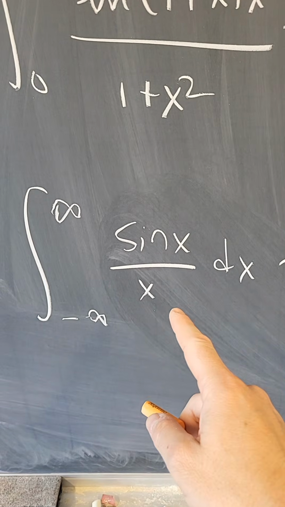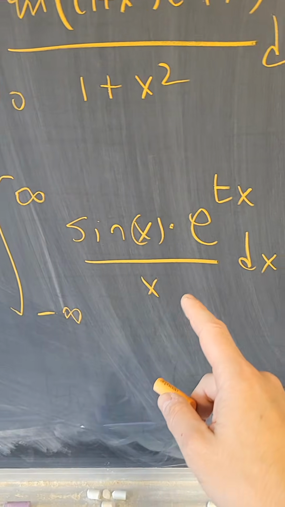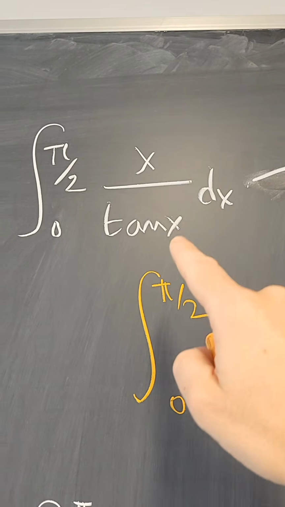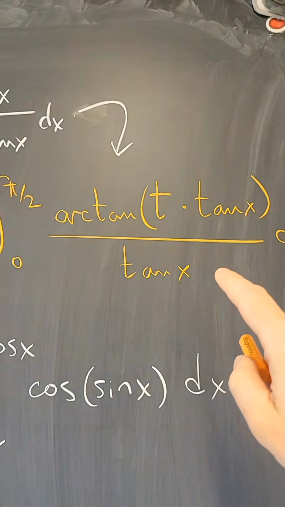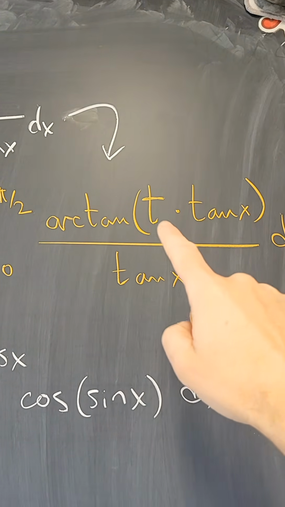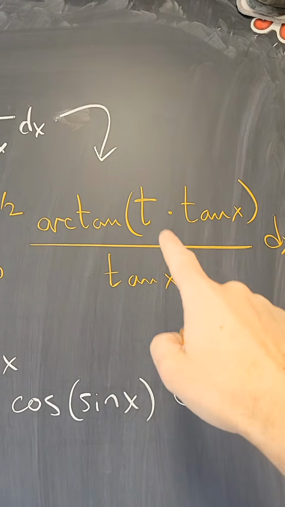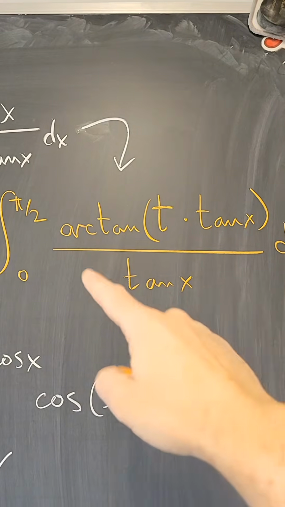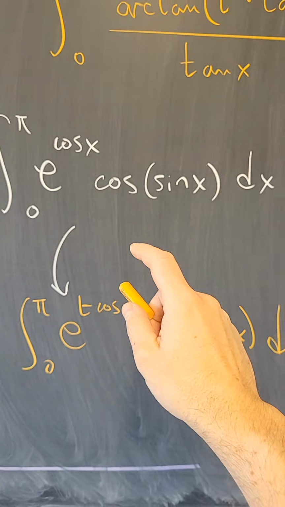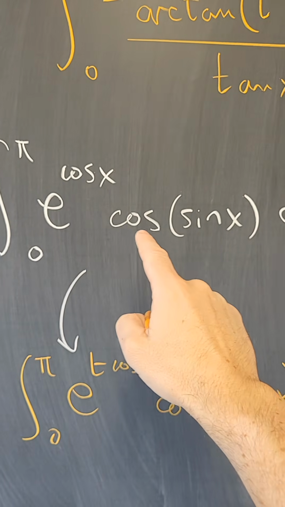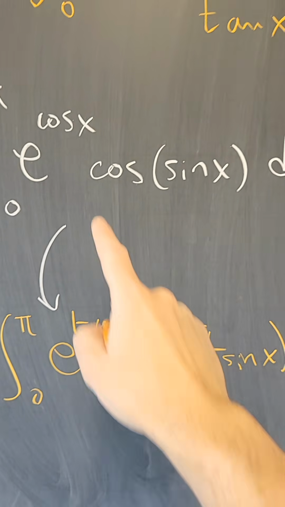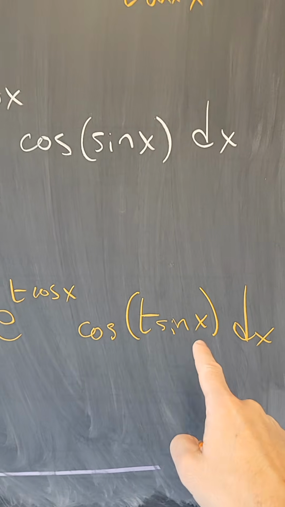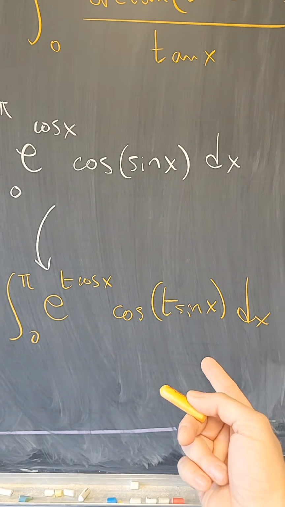For the integral of sine of x over x, the parameter is actually in an exponential factor. For the integral of x over tangent of x, one choice of the parameter that works actually involves arctangent of t times tangent of x. Notice that when t equals 1, the numerator is x, so I get the original integral for t equals 1. How about the integral of e to the cosine x, cosine of sine of x? You have to put the parameter in two places: e to the t times cosine x, cosine of t times sine of x. That's a choice that helps.